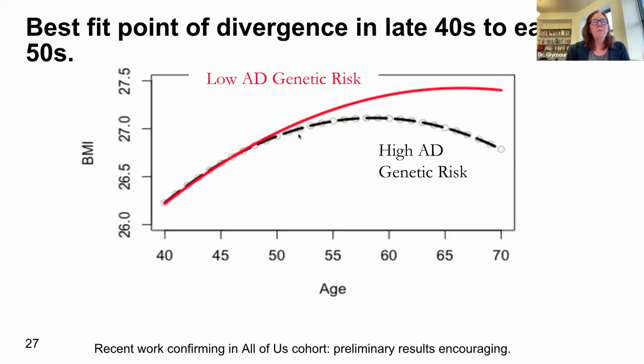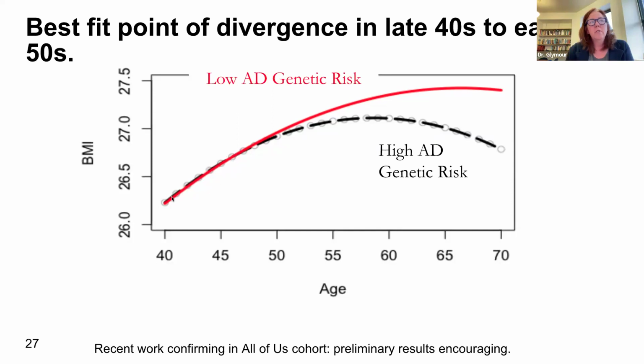So if you see there, in red is the predicted BMI for people with low Alzheimer's risk, and in black is the predicted BMI for people with high Alzheimer's risk. And what you can see is, at the earliest, now remember, this is cross-sectional data, so these are comparing people who are 40 to 41, 44 to 45, et cetera. But at the beginning, there's really no age-related difference in BMI. There's no difference in BMI based on the AD genetic risk.